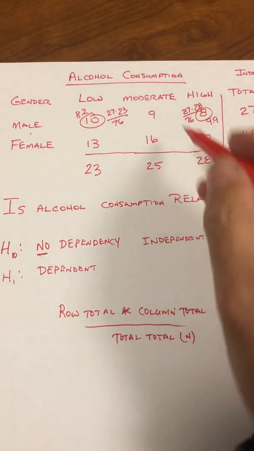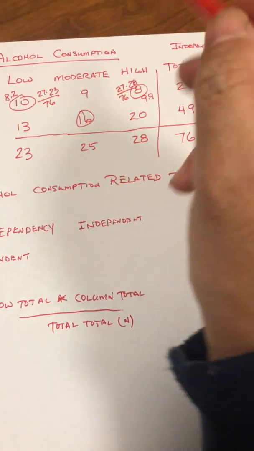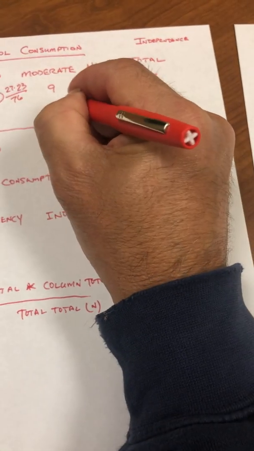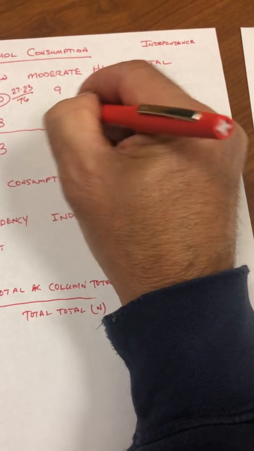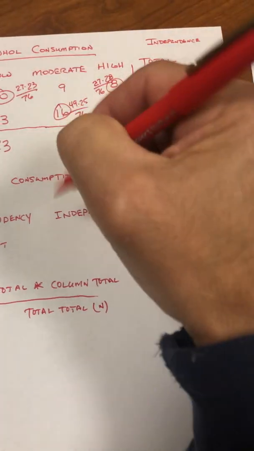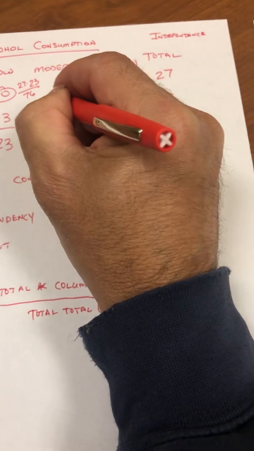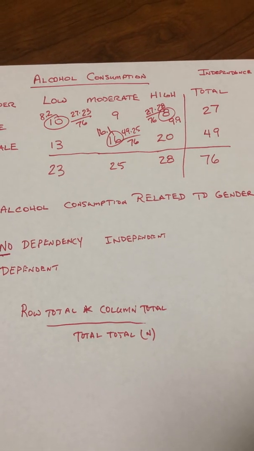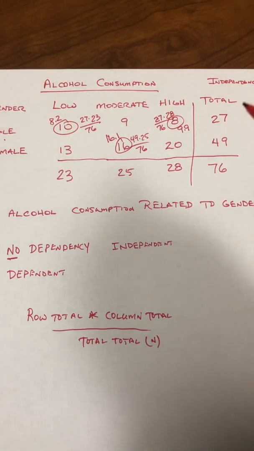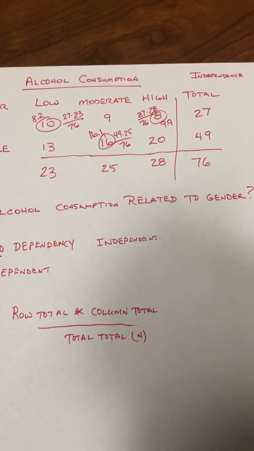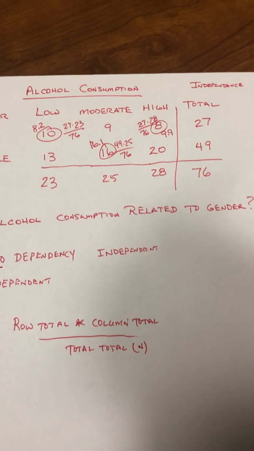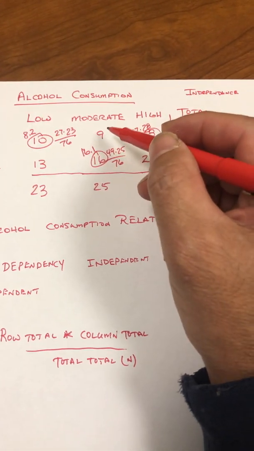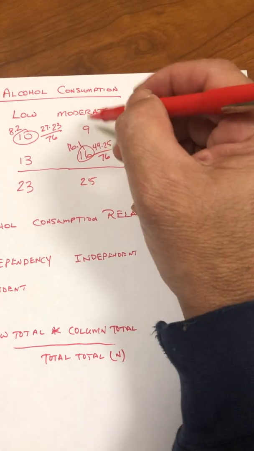I'll do female moderate, just to kind of follow my pattern here. So female, 49, moderate, 25, total was 76. My expectation here was 16.1. It's really that simple. Honestly, it's kind of cool to me sometimes how simple things can be in statistics. Very complex ideas are kind of just boiled down to something very, very easy to do.